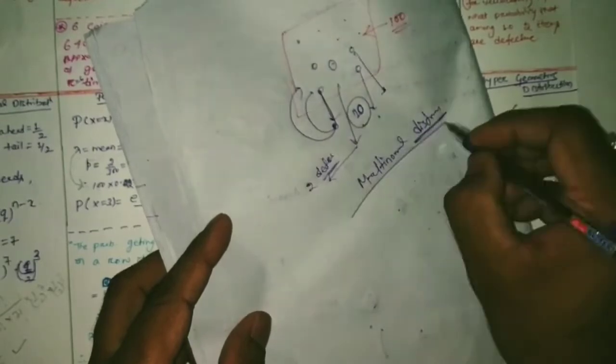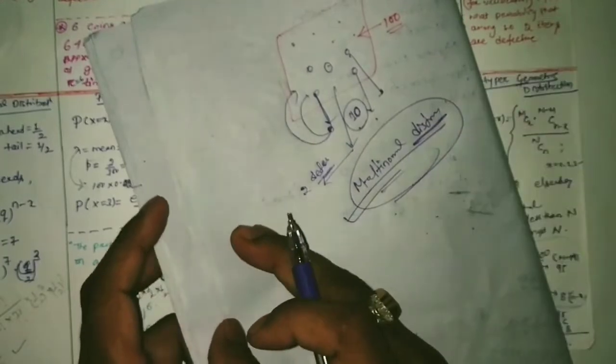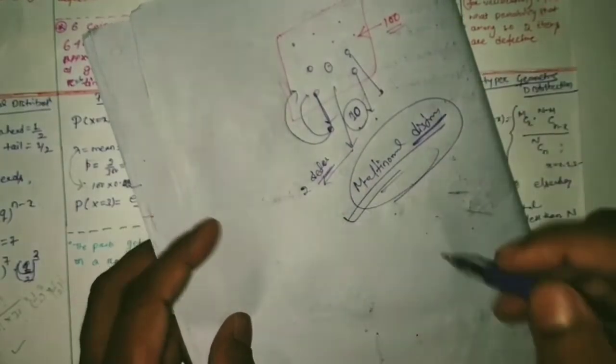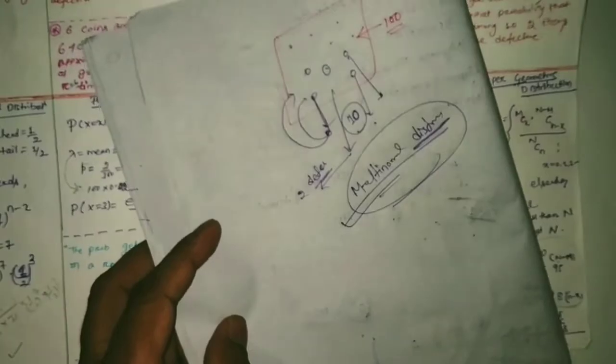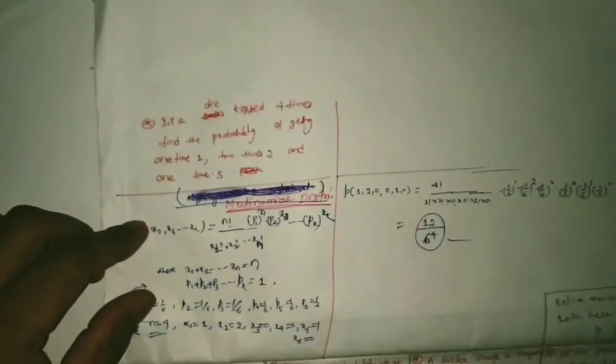Multinomial distribution. About the multinomial distribution and its numericals, I have discussed in detail. You can find them in the playlist. But here I am going to discuss one question, which belongs to the multinomial distribution.